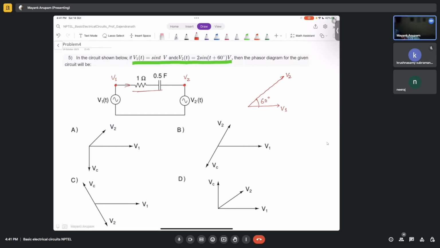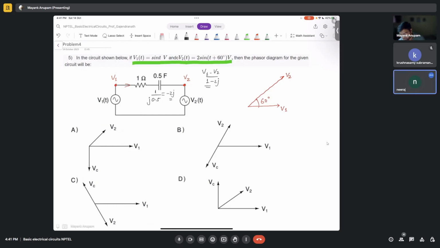So tell me what will be the impedance of this 0.5 farad capacitor? Student: Sir, 1 by j omega 0.5. 1 by j times 0.5 omega, and omega is 1, right? So no worries there. So this will be 2 minus 2j, right? Student: Sir, this is minus 2j. Yes. Now, what do we want to find? V1 minus V2 upon 1 minus 2j, right? That will be the current.